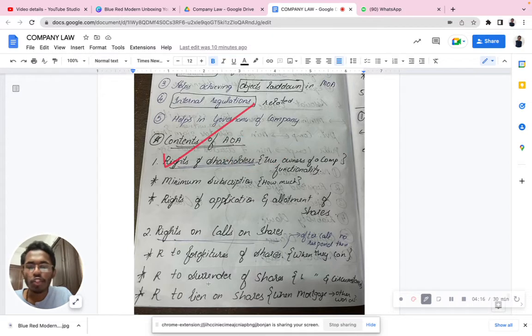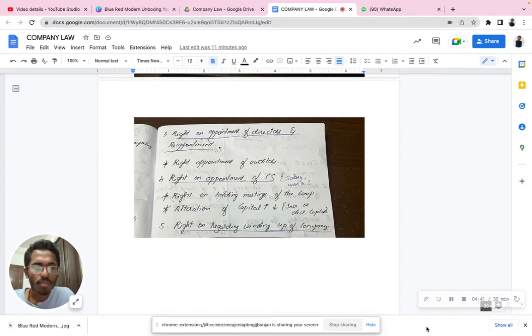Rights to surrender of the shares: how and when they can surrender the shares, and right to lien on shares. So all this is mentioned in the articles of association. So guys, this concept plays a very important role. Rights of shareholders, rights to call on shares, everything will be mentioned in the articles of association.